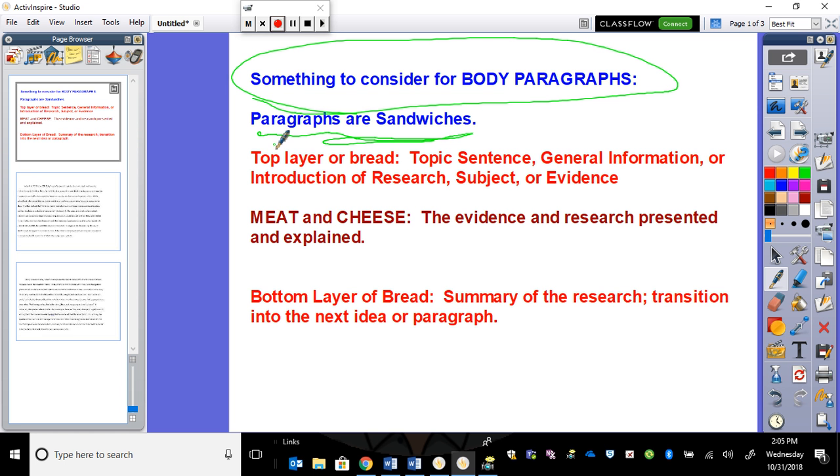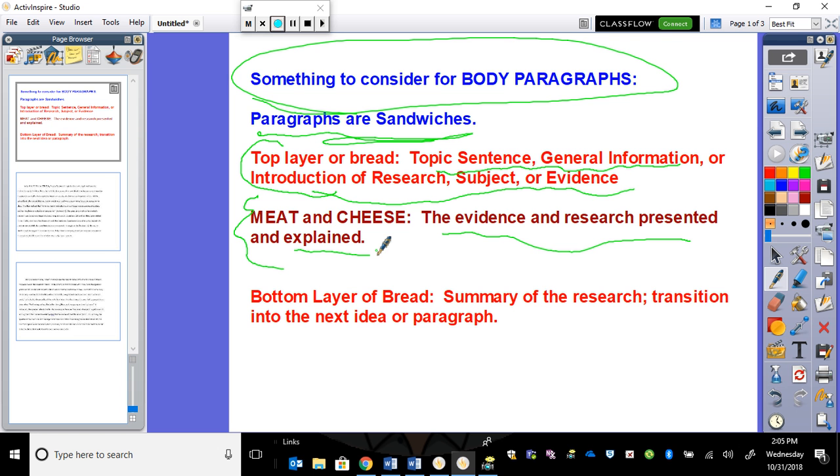I generally think of the top layer of bread of the sandwich as being the topic sentence or general information, or an introduction to the research or evidence. The middle of the paragraph then should be more specific. We would call that the meat and cheese of the sandwich. This would be the evidence and the research that you're presenting and explaining.